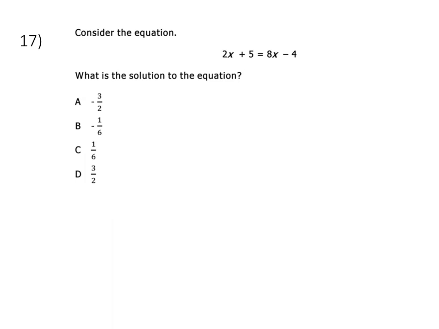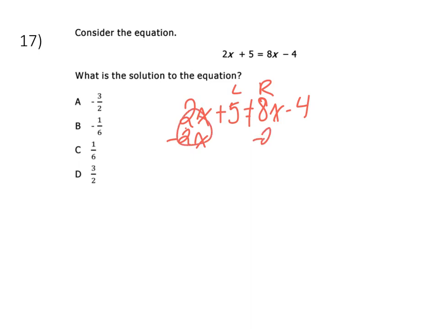Consider the equation 2x plus 5 equals 8x minus 4. What is the solution for this equation? So we're going to solve it. 2x plus 5 equals 8x minus 4. Left and right. I'm going to move my 2x to my right-hand side from the left-hand side by subtracting because it's a positive 2x. 2x minus 2x gives me 0, minus 2x. So 5 equals 8x minus 2x is 6x minus 4.